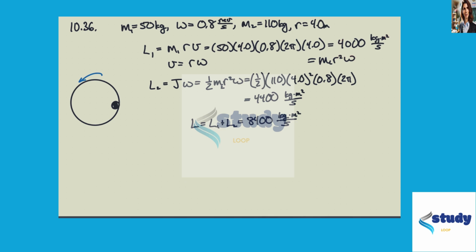These are very close to one another, and that's not surprising, because half of the disk's mass is close to the woman's mass, and we have this factor of a half here. Adding them up, we get the total angular momentum is just 8,400 kilogram meter squared per second.